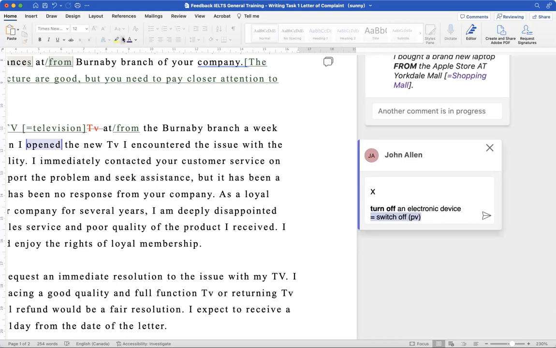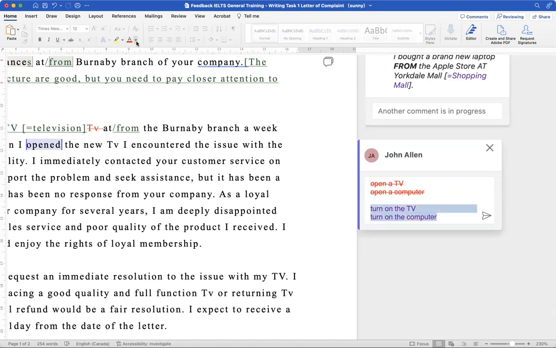Yeah. But can you say open a TV? No. Can you say open a computer? No. Or you can say turn on the TV. You can say turn on the computer. These are not correct.